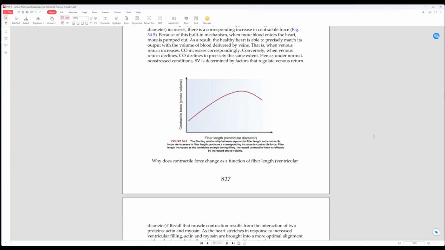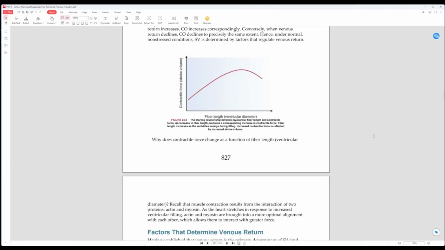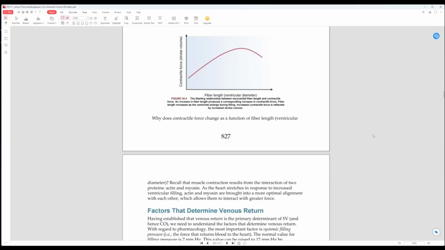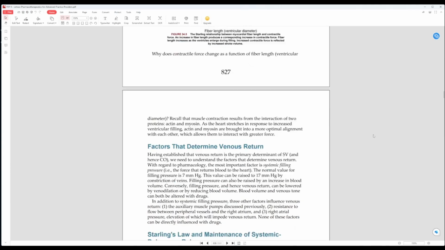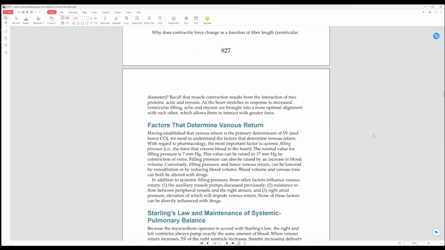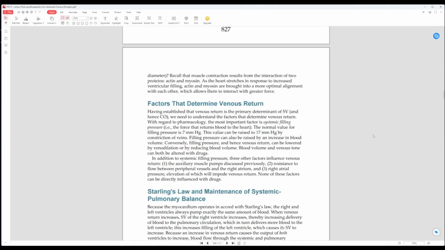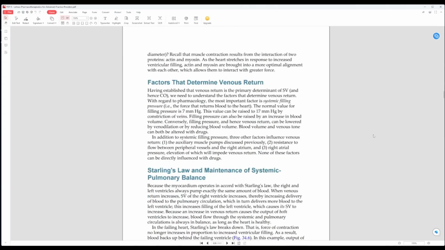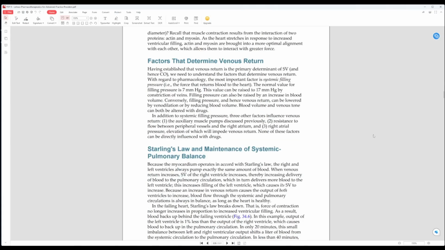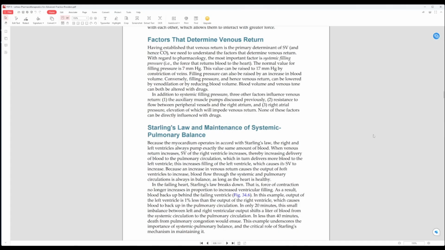However, why does contractile force change as a function of fiber length? Recall that muscle contraction results from the interaction of two proteins, actin and myosin. As the heart stretches in response to increased ventricular filling, actin and myosin are brought into a more optimal alignment with each other, which allows them to interact with greater force.